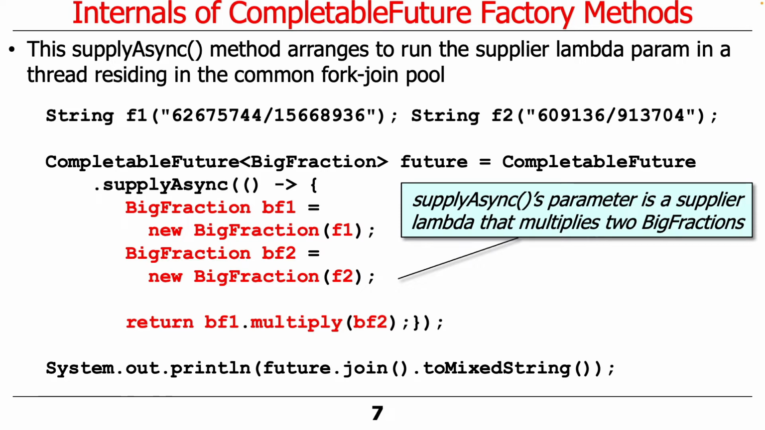SupplyAsync's parameter is a supplier lambda, as you can see here, that multiplies two big fractions. I should also point out the obvious. Notice how these more advanced modern Java features, like parallel streams and completable futures, leverage the more foundational functional programming features you get with modern Java, such as lambda expressions, method references, functional interfaces, and so on. They're really taking those basic building blocks and doing all kinds of cool things with them. In this case, queuing up a lambda expression instance and then being able to run it in a different context, namely off the main thread of control.